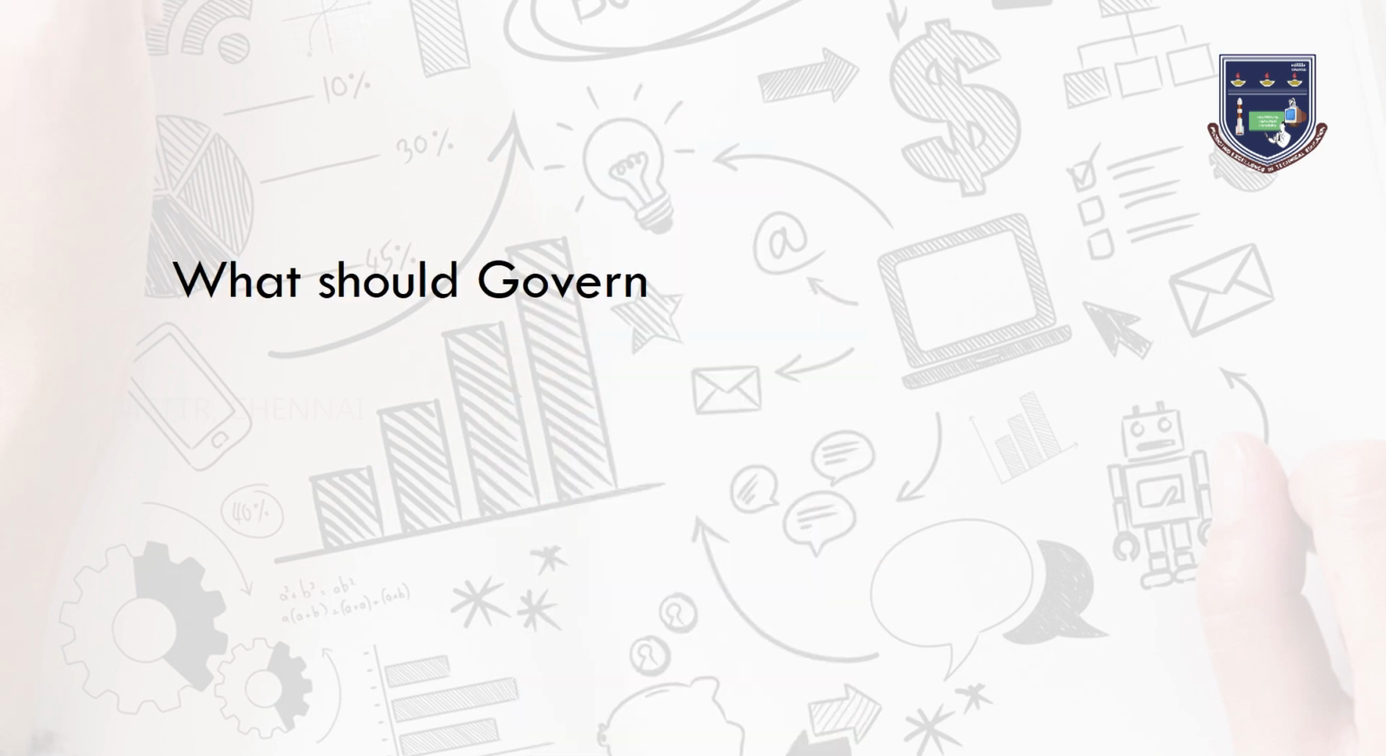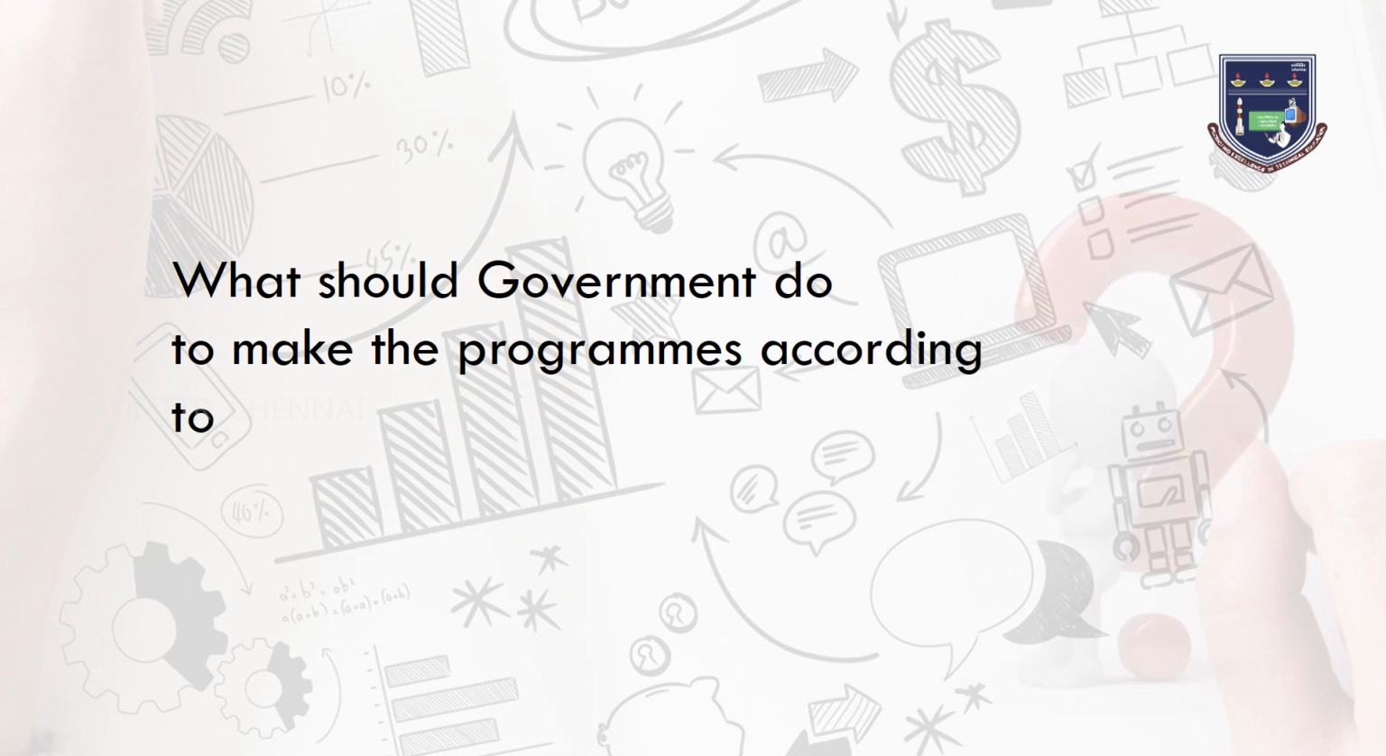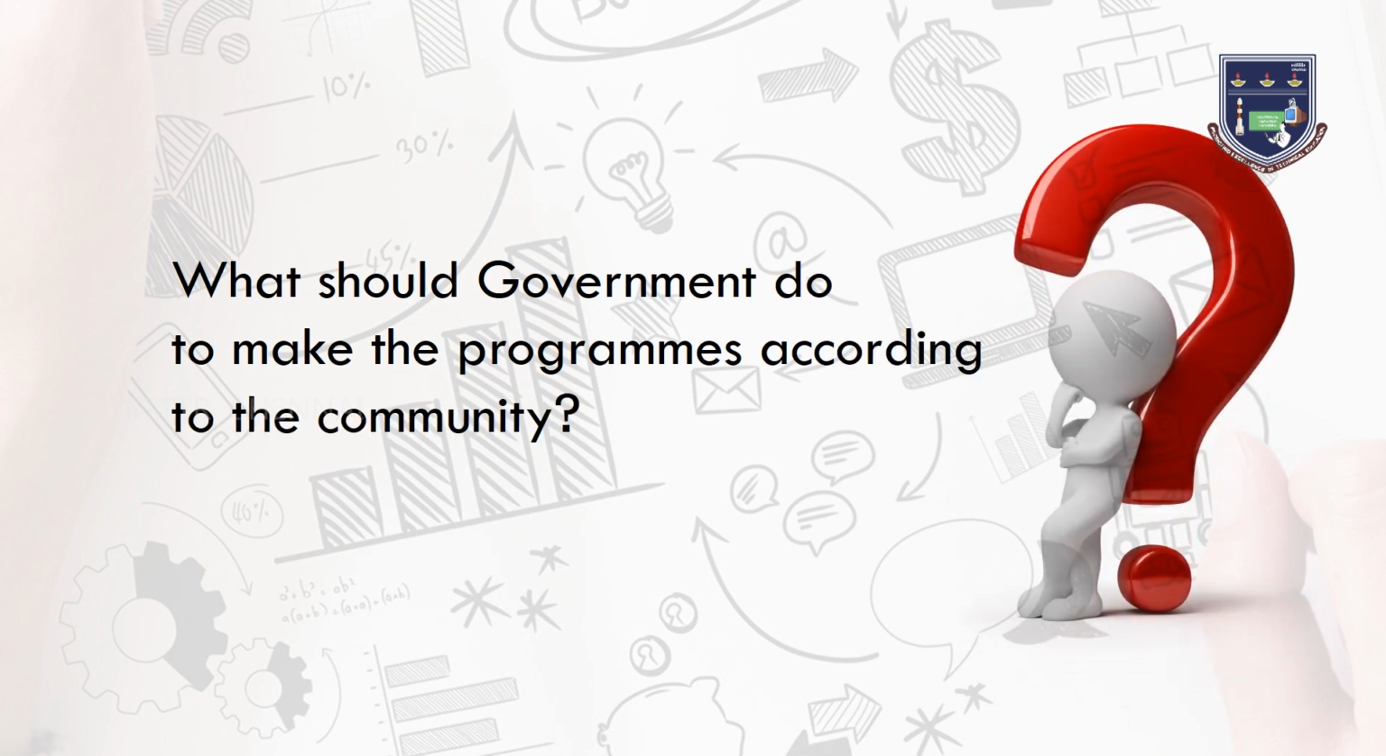Well, when we design any program, the success of the program depends on the participation of the people for whom we design the program. And people's participation is possible only when the program is according to their needs and requirements. Government puts a lot of effort into uplifting the rural community through various programs. Yet the result is not satisfactory because it is not according to the people. What should government do to make the programs according to the community?